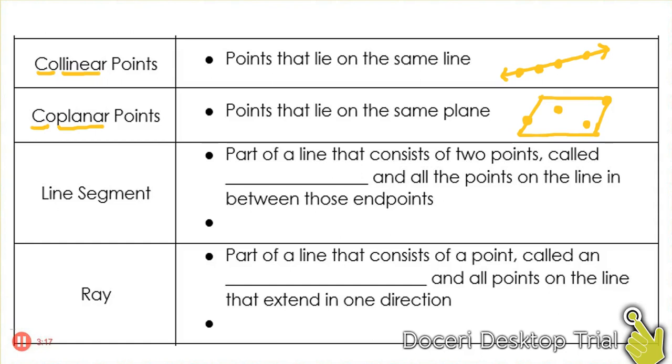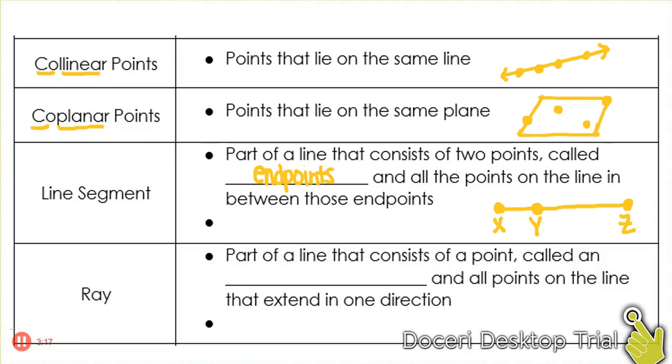Then we have a line segment. A line segment is a part of a line, and it's the part of the line that consists of 2 points, which are called endpoints, because the segment does not go on forever. So we have 2 points called endpoints, and then all the points in between those. And so instead of it going on forever, a segment stops at those endpoints. So maybe we have X and Z, and all points in between are part of the segment, but our endpoints are X and Z.